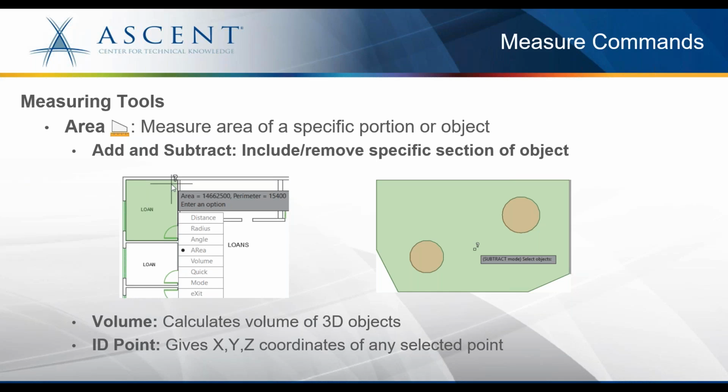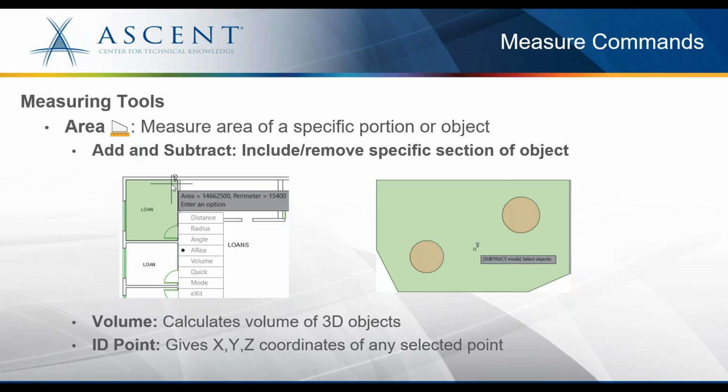So instead of picking points for the boundary, you can also get the area of an object. There is an object option provided for which you can get the area. Then for the area tool, you can also add and subtract certain areas from the original area.